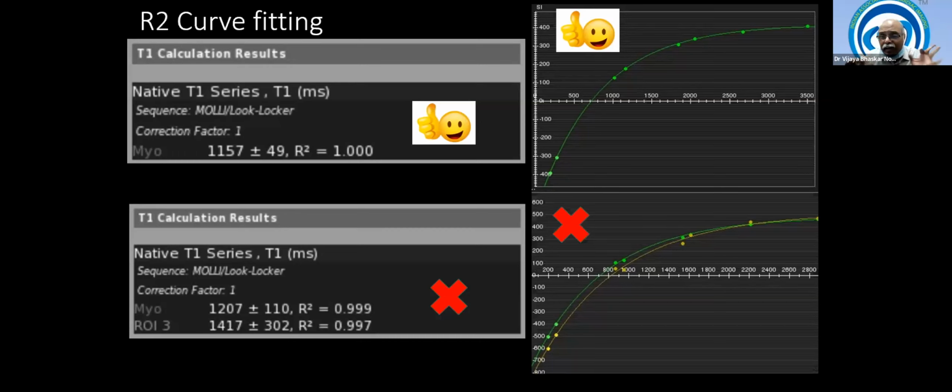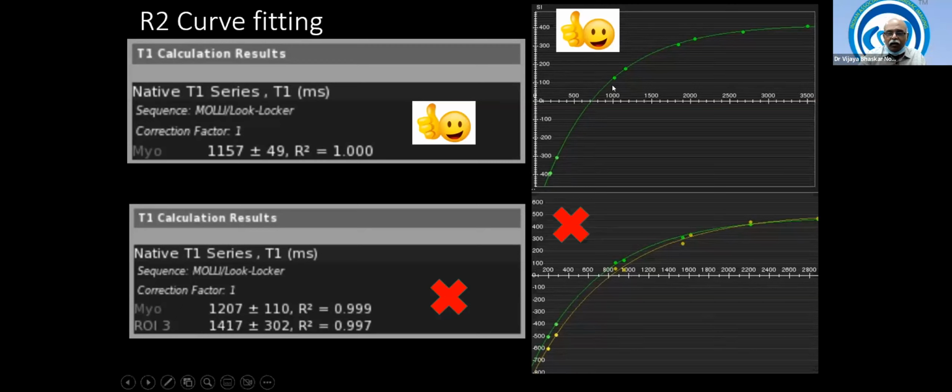It is known as the fitting curve. The fitting curve is where all this data that you have got from the 8 images are fitted into a proper exponential curve, and this is the curve. All the dots will be on the same curve, on the same line. This is normal, which is known as the R2 curve or rate of relaxation curve. Rate of relaxivity is inversely proportional to the T1. So this is the curve.